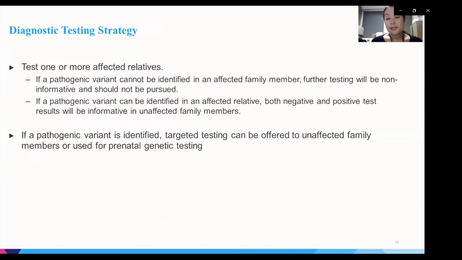So when it comes to testing strategy, ideally we would test the affected relatives. If you think back to that BRCA2 pedigree, you can imagine that if we tested our proband, that female patient that didn't have any personal history of cancer, if the testing came out negative, it would be uninformative because, obviously, her family does have a hereditary cancer syndrome that's running in the family. Ideally, in that situation, it should be her brother or her aunt, for example, an affected family member that should have the testing, so that if a pathogenic variant is identified, then either a negative or a positive test will be informative in unaffected family members.